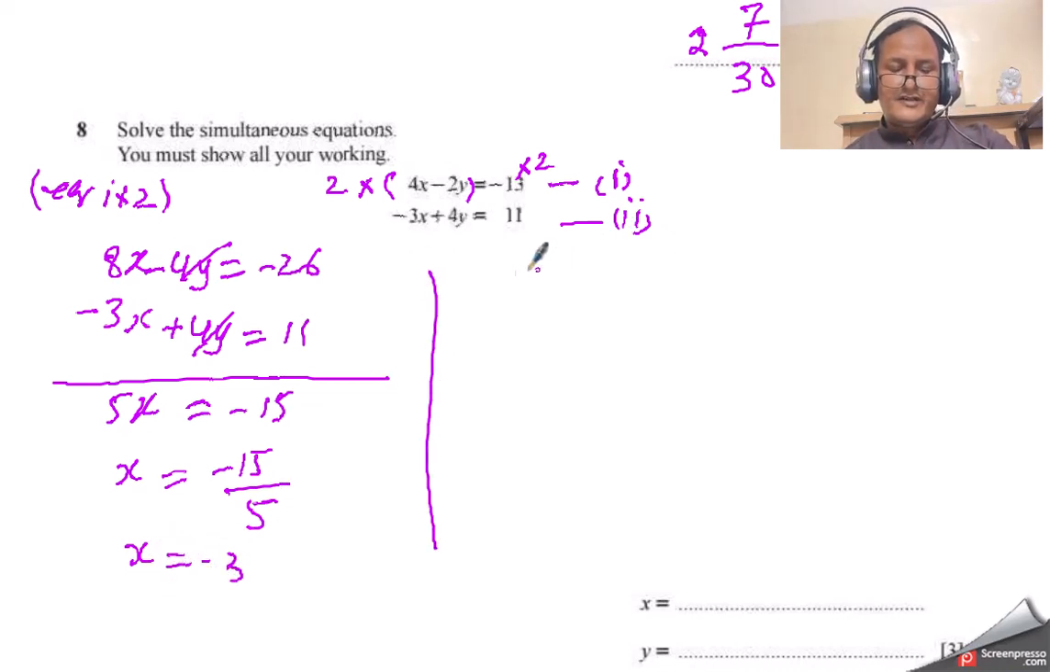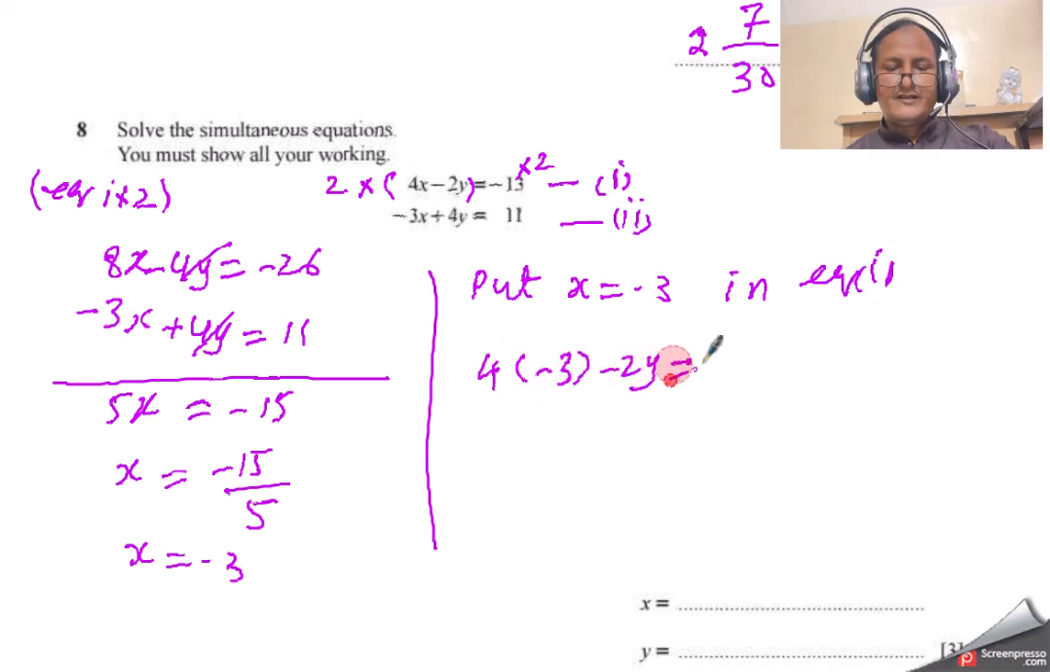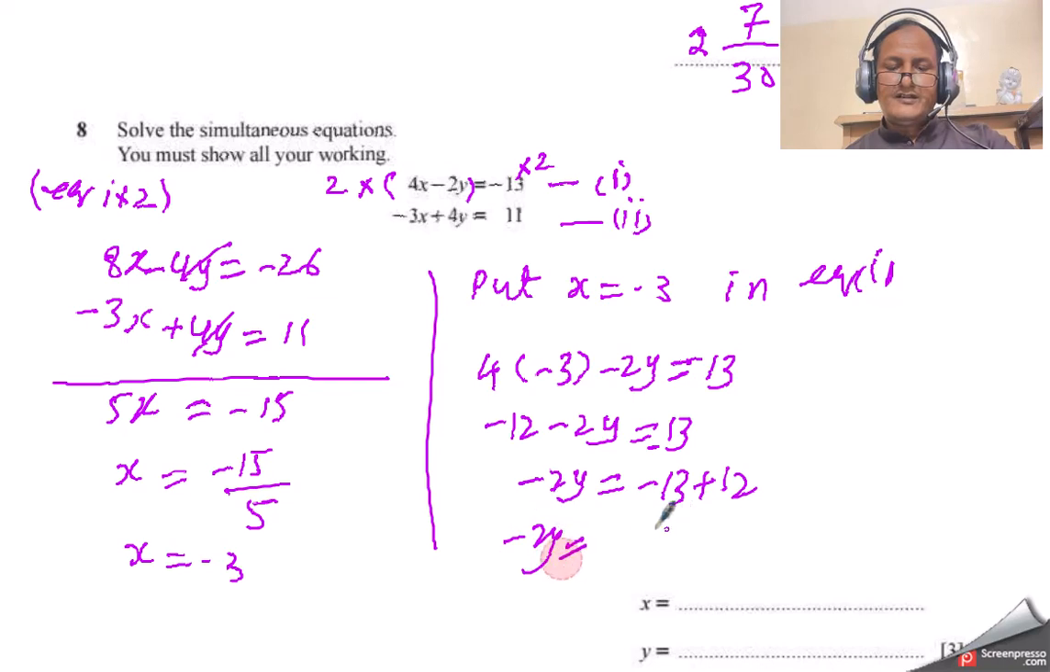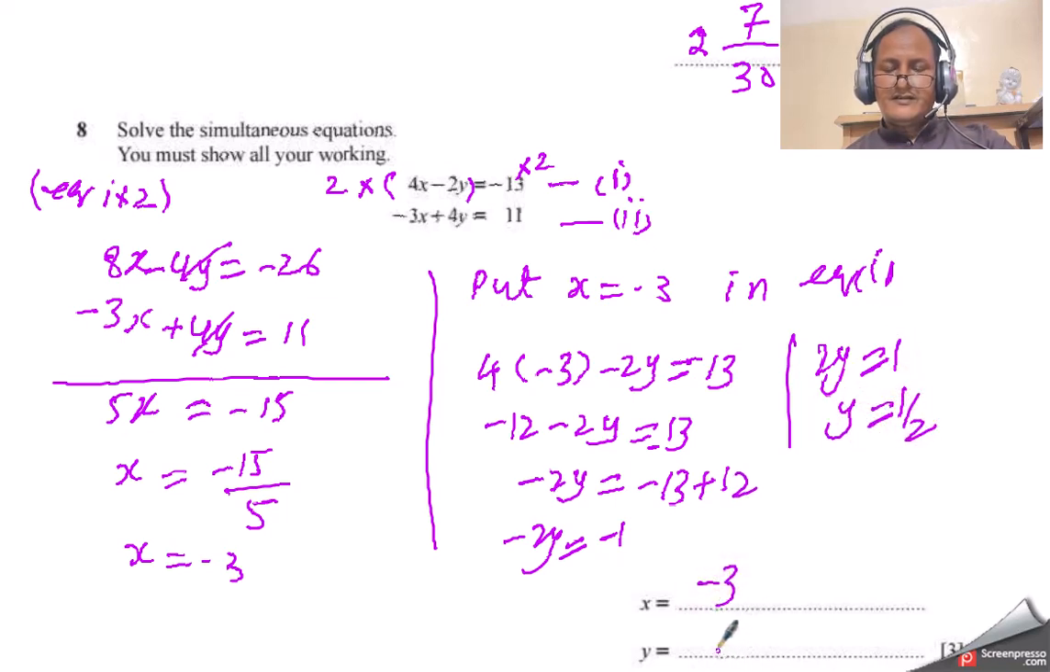Put x equals minus 3 in equation 1, for example. In equation 1, that is 4 times the value of x, minus 2y equals 13. Now we have minus 12 minus 2y equals 13. We have minus 2y equals, sorry, this is minus 13, okay, minus 13 plus 12, so minus 2y equals minus 1. After that we have 2y equals 1 and y equals 1 by 2. Now we have x is minus 3 and y is 0.5.